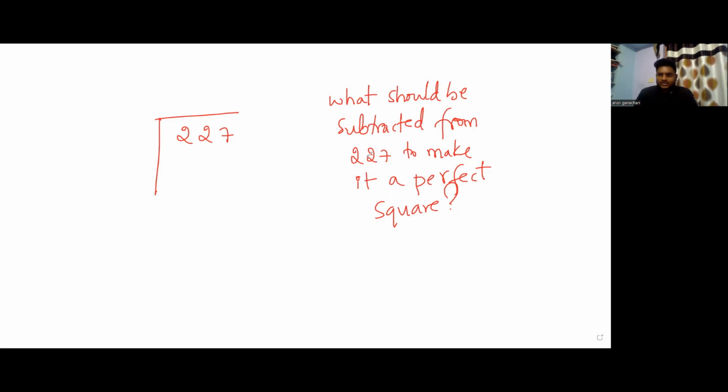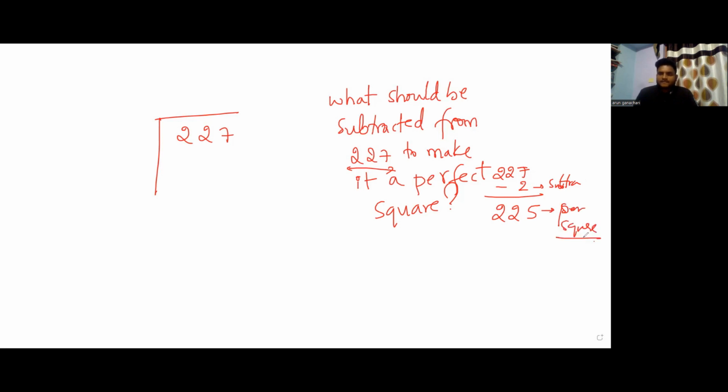What is the nearest square number? It is the square number which is nearest to 227. The nearest square is 225, I guess. So how will I get 225? To get 225 from 227, I have to subtract what? I have to subtract 2. So my answer will be 2. This should be subtracted, and 225 is a perfect square.